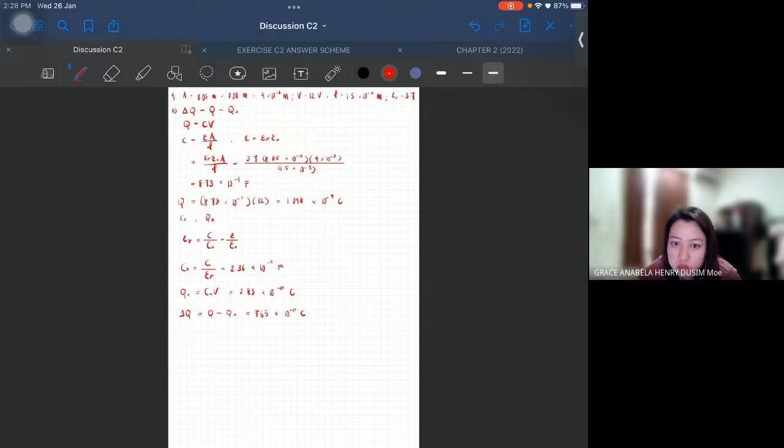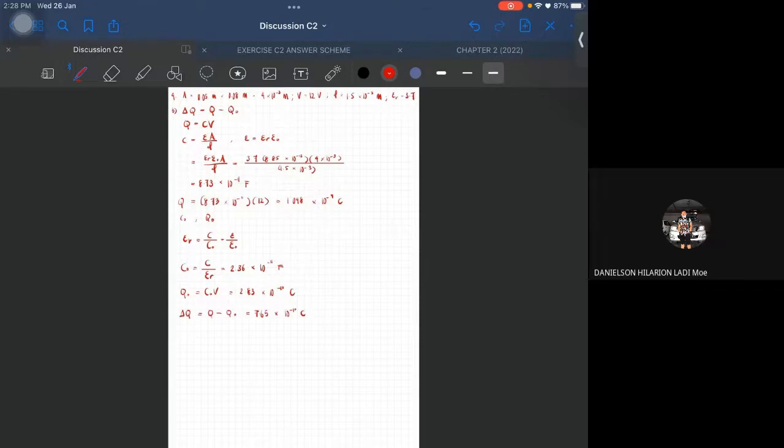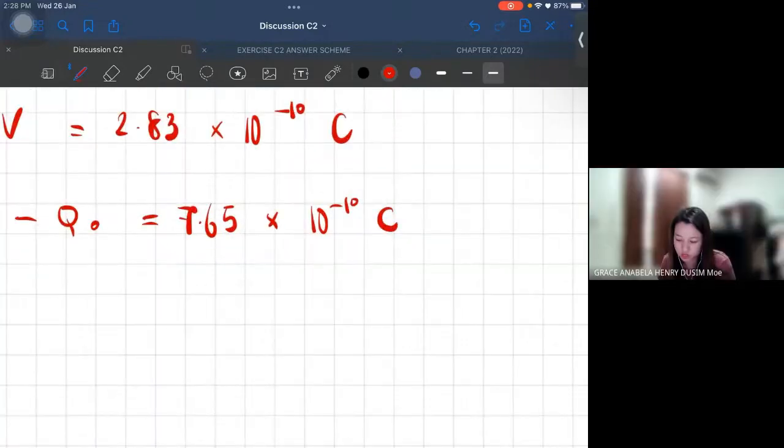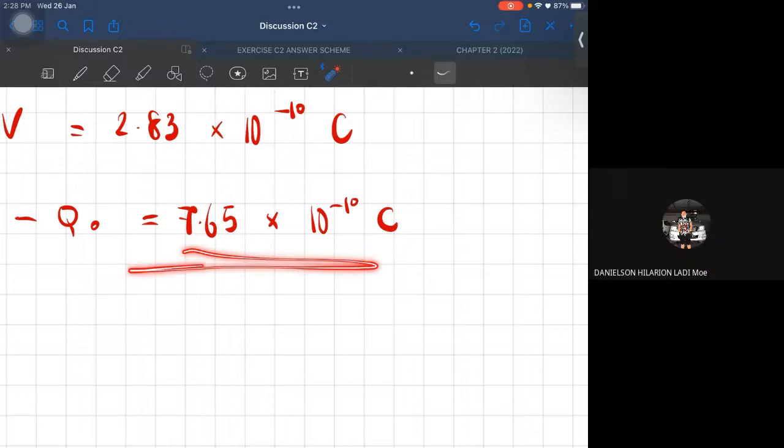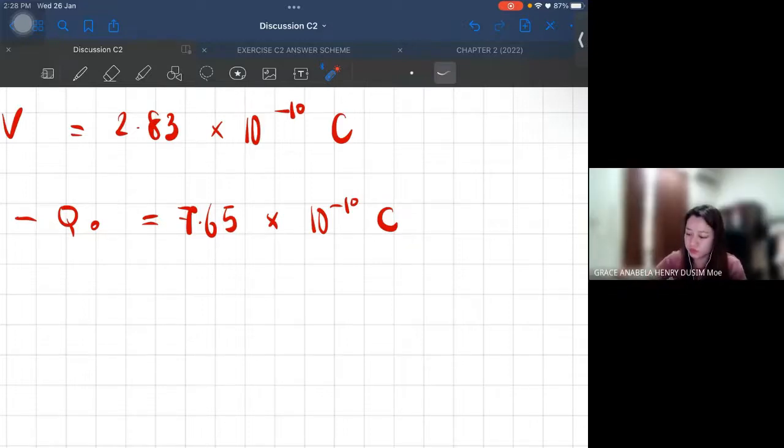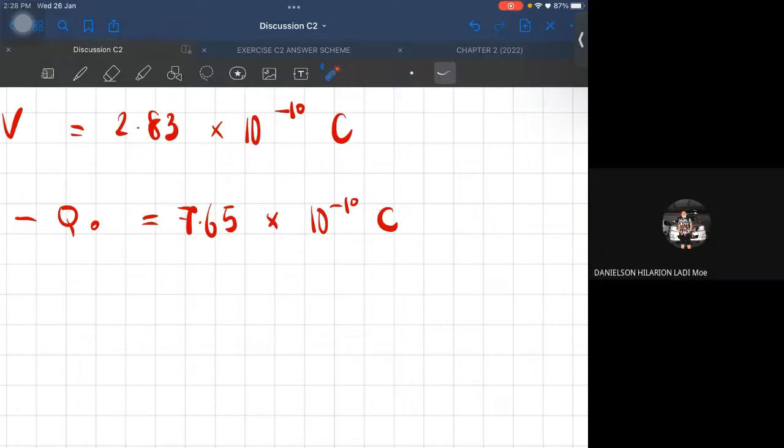Exercise 2, question number 4. Miss, what was the answer just now? Which answer? The one for the change in charge. 7.65. Yes, sorry, that should be one decimal point, sorry. Okay, thank you, continue, Miss. Okay.